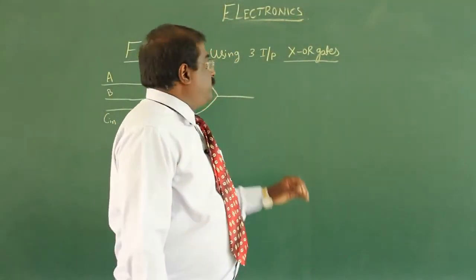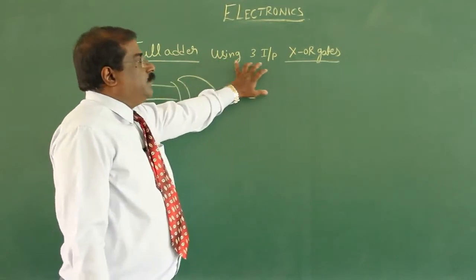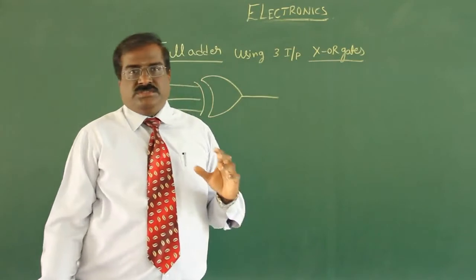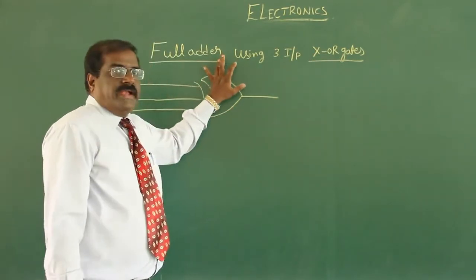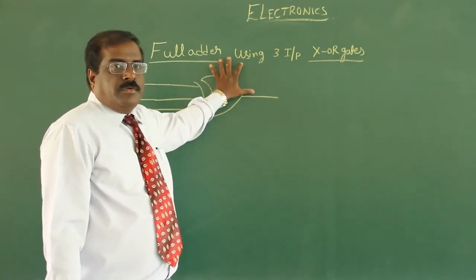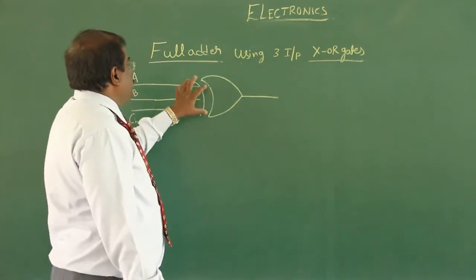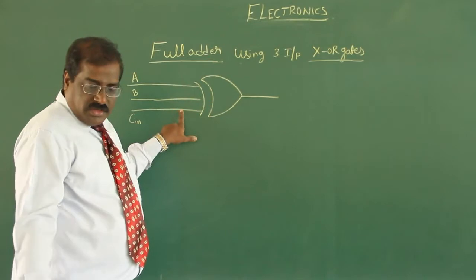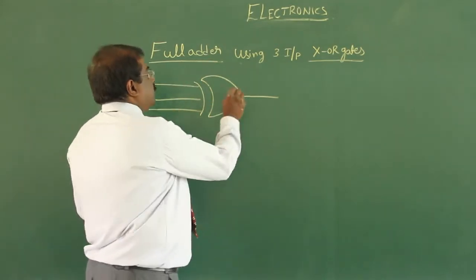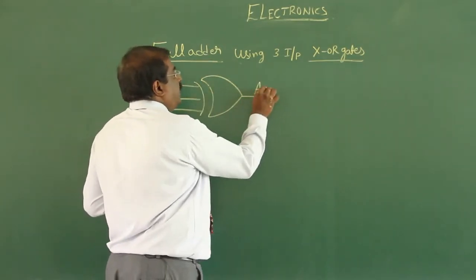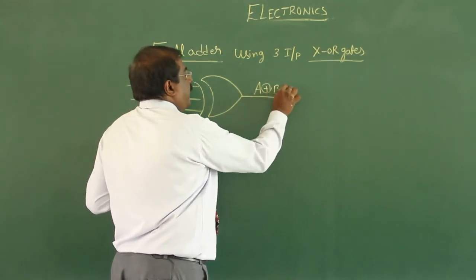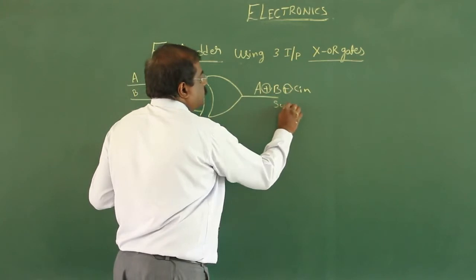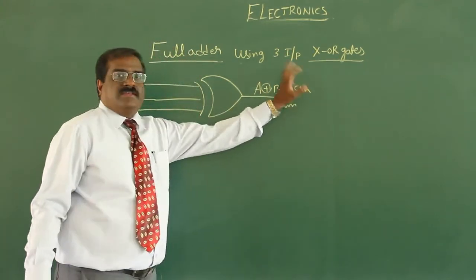Now we have the full adder using 3 input XOR gates. This will come for the 2 marks question. Write the full adder using 3 input XOR gates. At that time, just take an XOR gate with 3 inputs. The output will be the first 2 inputs A XOR B XOR C in. So the sum part we have got. So sum is A XOR B XOR C in.